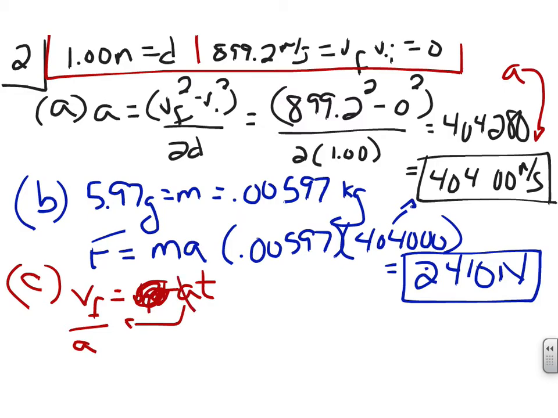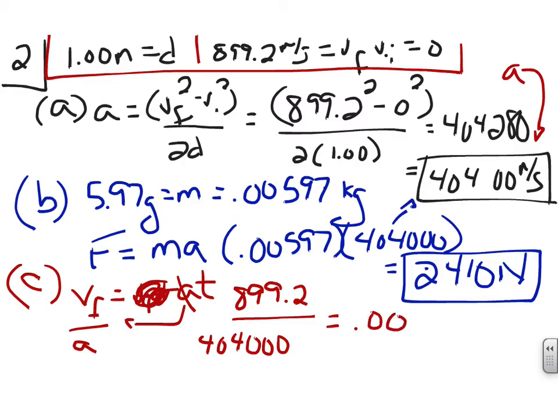So to find the time in the gun, all I need to know is the final speed was 899.2, and the acceleration was our 404,000. If we divide those two numbers, we get 0.00223 seconds, which is a very tiny time, but how long do you expect a bullet to hang out inside the gun after you've pulled the trigger? It's going to be a very tiny time period.